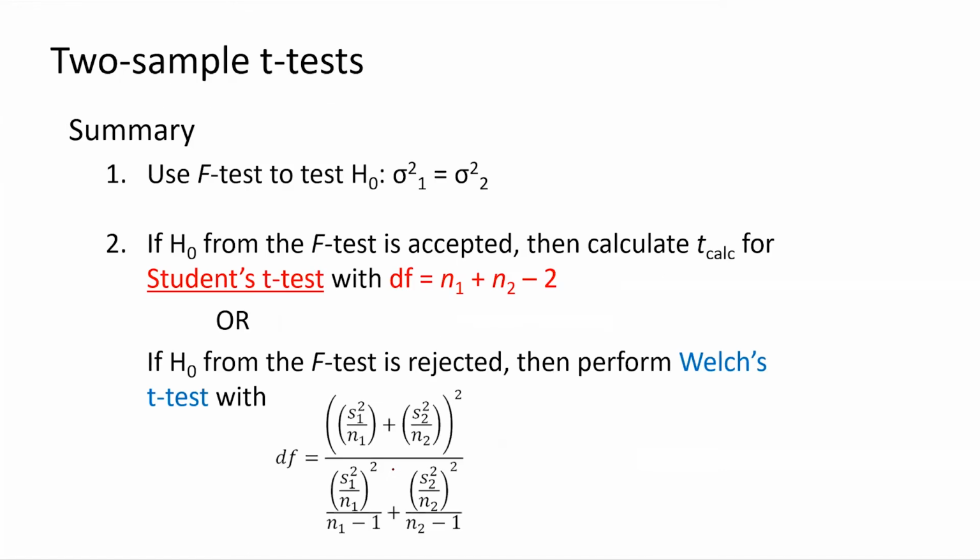Okay, so now we're doing the actual two sample t-test. So how do we do that? First thing we need to do is do an f-test. Do we accept or reject our null hypothesis for our f-test? Are our variances equal or unequal? If our null hypothesis from the f-test is accepted, then we calculate t-calc for a student's t-test. Or if it's rejected, we perform a Welch's t-test.